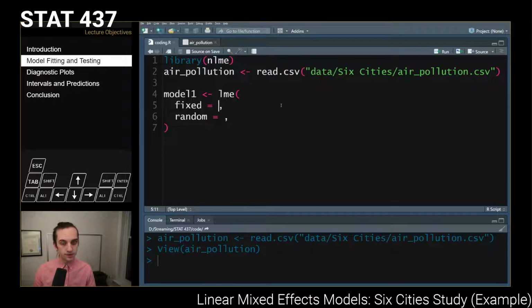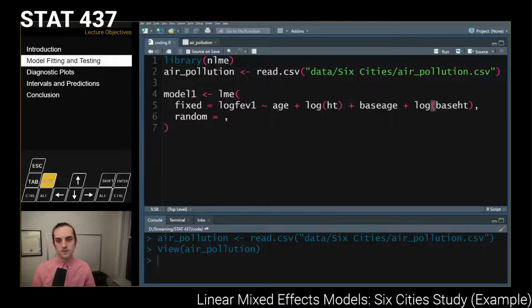So with our fixed formula, what we're going to do is specify a two-sided formula where we specify the outcome on the first side. So in this case, that's the log FEV1. And on the other side, we want to specify any fixed effects terms that we want in our model. So let's say that we just include all of the main effects. So that'll be age, the log of height, the baseline age, as well as the log of baseline height.